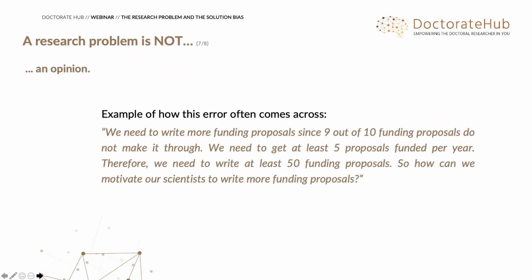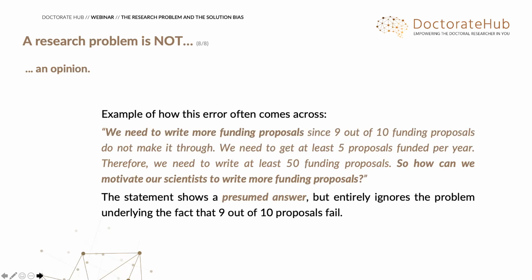We need to write more funding proposals since 9 out of 10 funding proposals do not make it through. Now, this is an opinion. We need to do something. We need to get at least 5 funding proposals funded per year. It's also an opinion. We need to do something. So this is not a problem. Therefore, we need to write at least 50 funding proposals. So how can we motivate our scientists to write more funding proposals? Again, not a research problem in here.